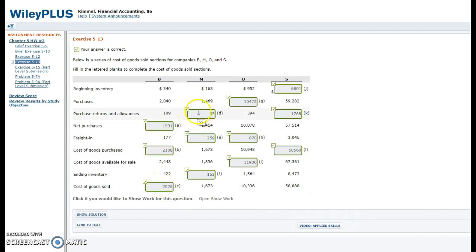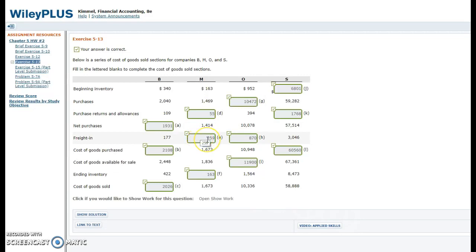Alright, and then going up here, finding purchases returns and allowances, you just kind of have to work it backwards. You know your net purchases and you know your purchases, and so you subtract those and then it'll tell you how many were returned.